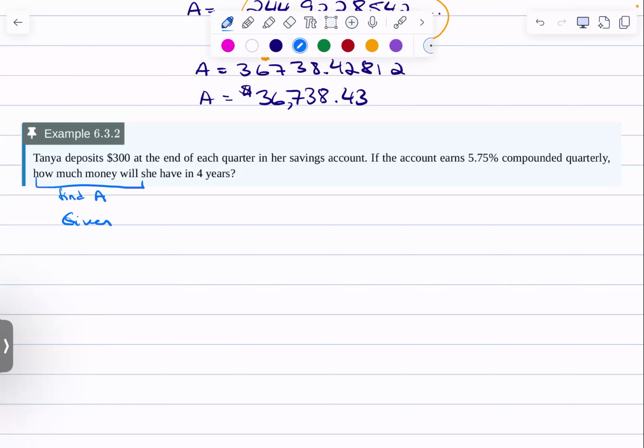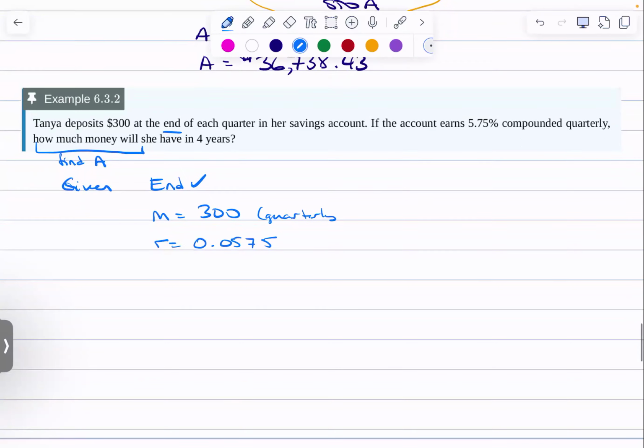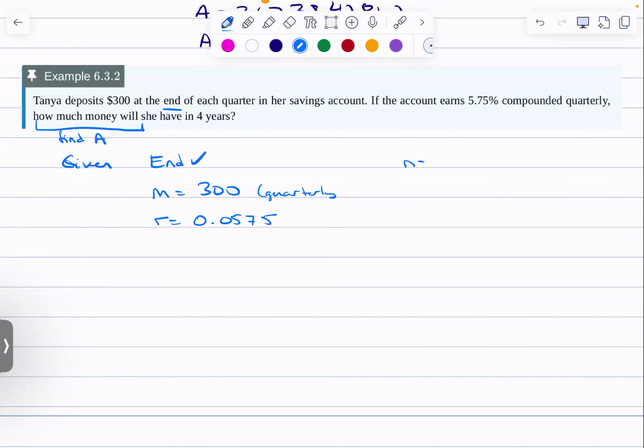And we're given it's at the end, which is what we know how to deal with. Right? M is 300 quarterly. And R is 0.0575 and N is quarterly, which means it's 4. I did it weird.